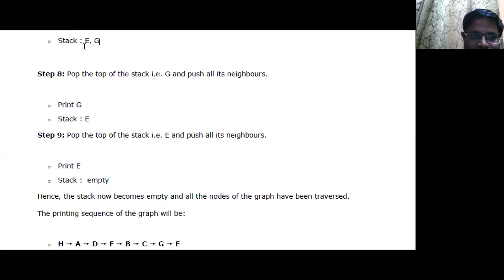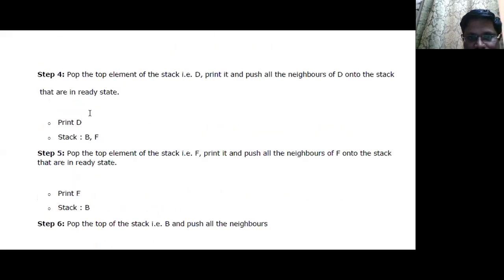So the next step is to delete the top element. The top element here is G. So delete G and print the value of G. Now at present the stack has only one value, E. So the next step is to add the neighbors of G. So let's look at the graph.